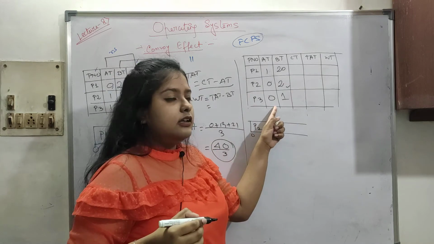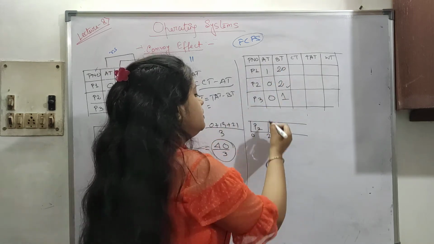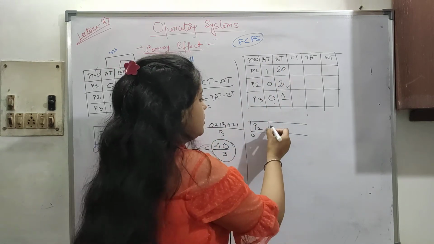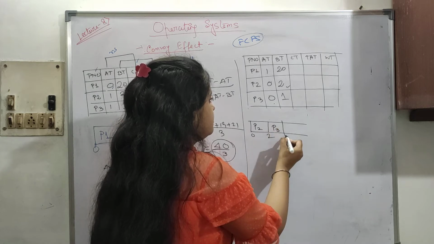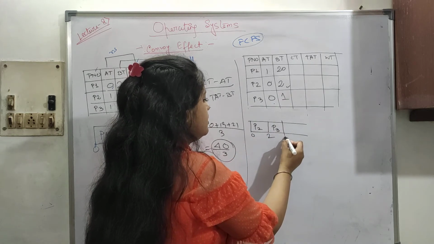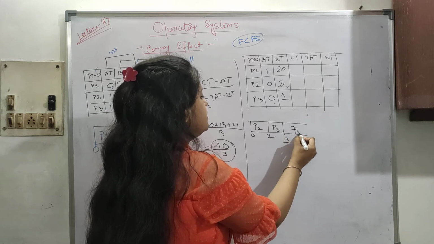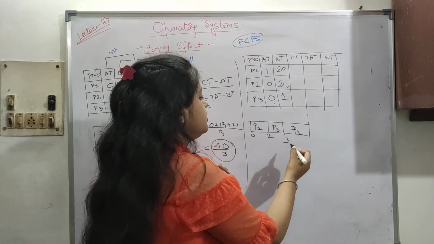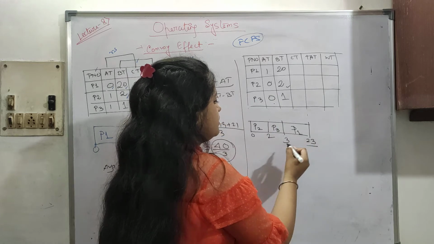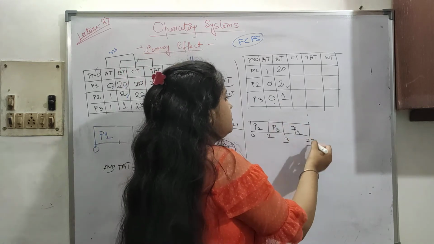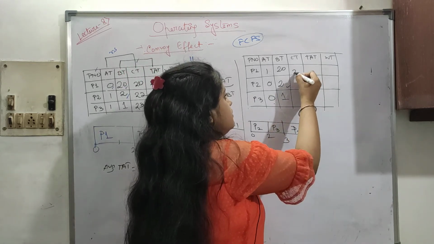Next least arrival time is P3. Don't go to P1, because we are looking at the least arrival time. So next is P3, which has burst time 1. So this is 2 plus 1, which is 3. Now last is P1. It has 20 burst time, 20 plus 3 is 23. So again the completion time of P1 is 23.